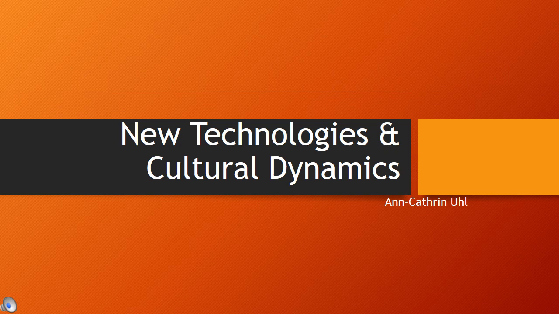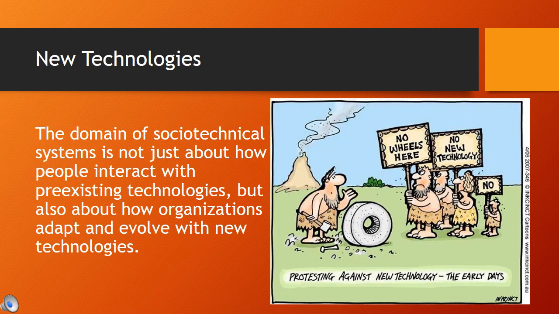In this section, I'm going to talk about how new technologies have changed the system and how the system influences cultural dynamic. The domain of socio-technical system isn't just about how people interact with pre-existing technologies, but also about how organizations adapt and evolve with new technologies. And there are always some people that fight against the new.